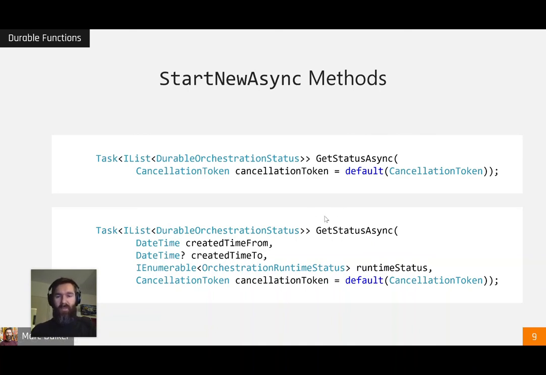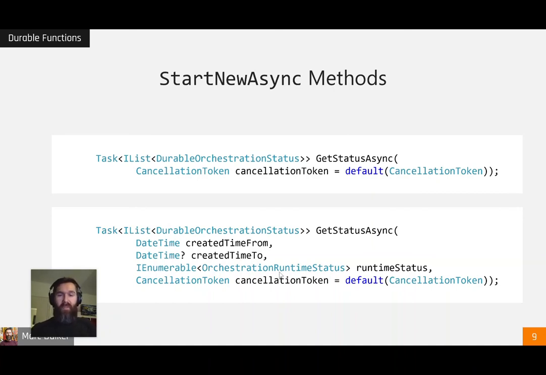So the next method is a lot more valuable, I find, because you can specify two dates. The first date is mandatory. So you have to specify the starting date from when you want to query that the orchestration was started. Then you have an optional end date, which again is also when the orchestrations are started, but now you can specify a time window.